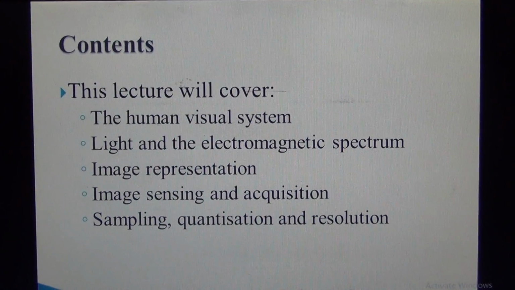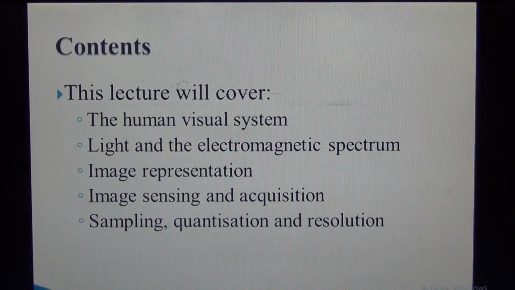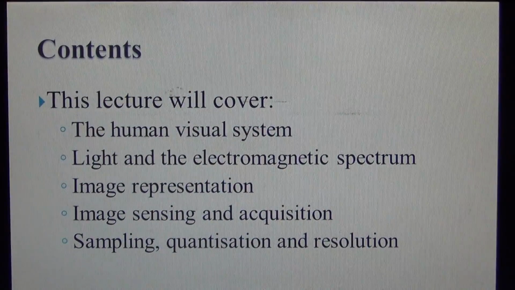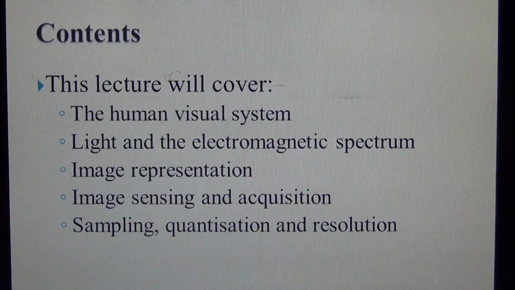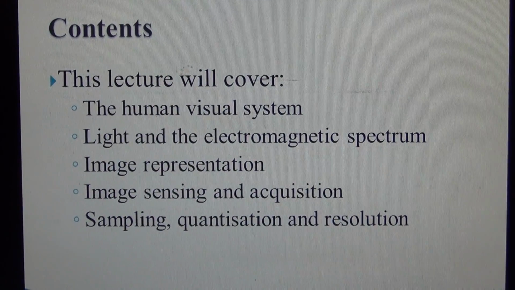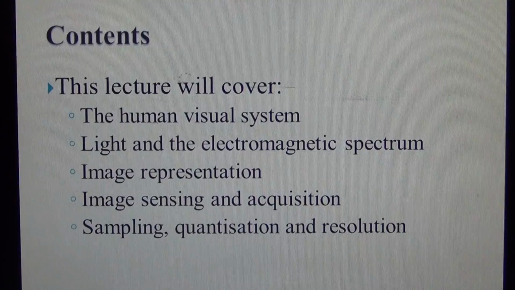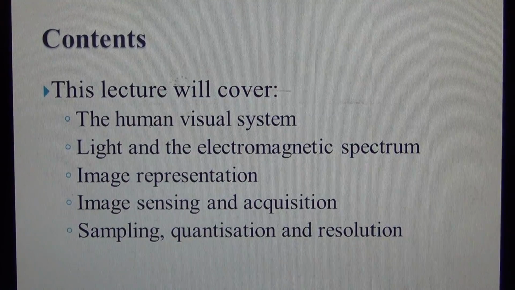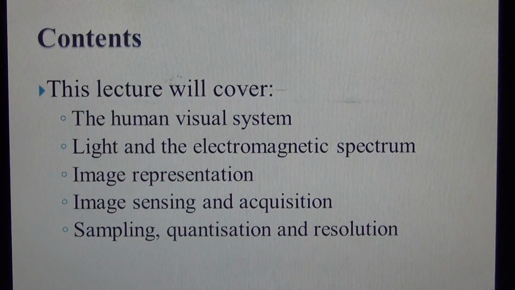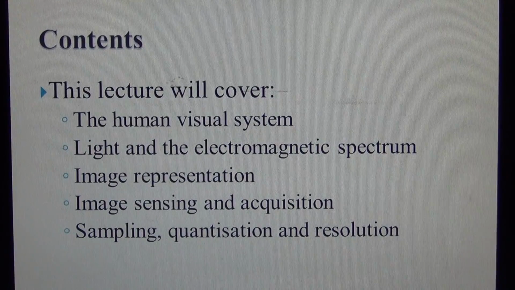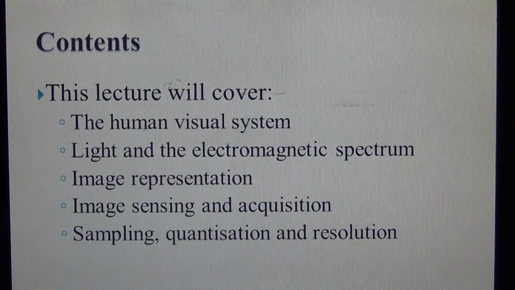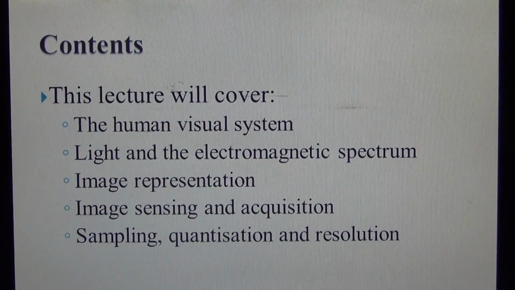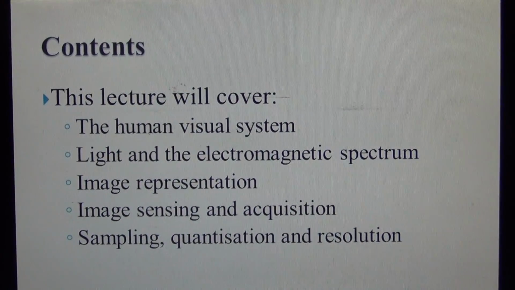In today's lecture we will cover what a human visual system is, that is an element model of visual perception. Next we will discuss light and the electromagnetic spectrum and image representation, how the image is represented in a camera or a computer device. Next is image sensing and acquisition, and finally we will discuss sampling, quantization and resolution of images.